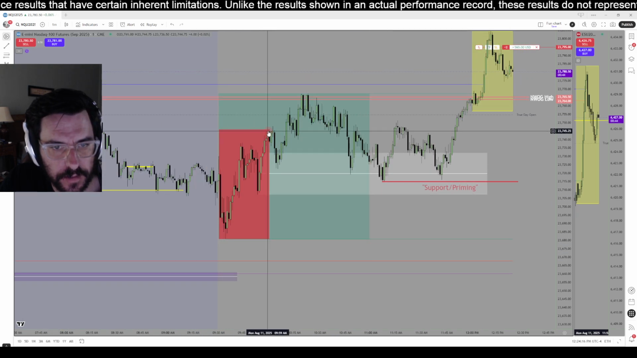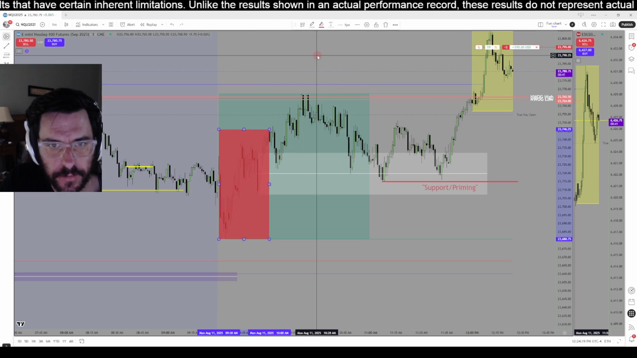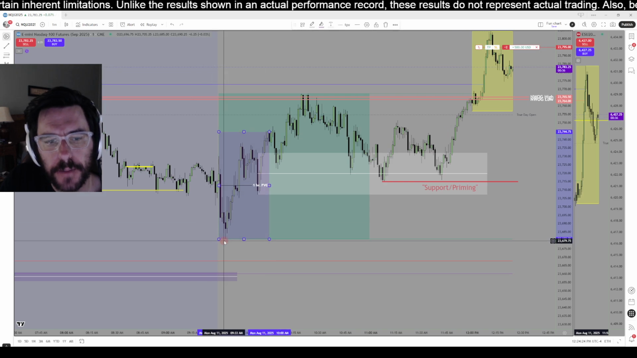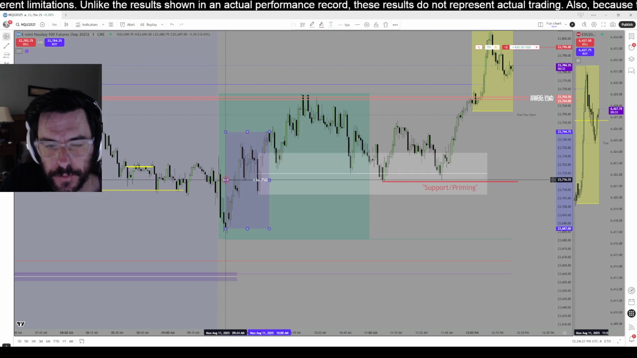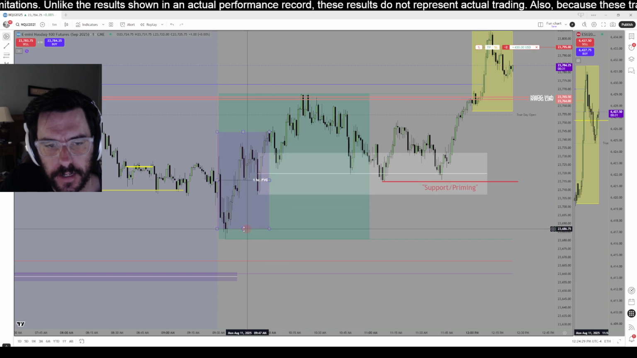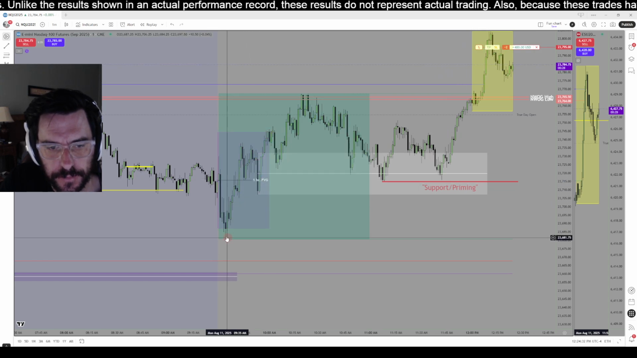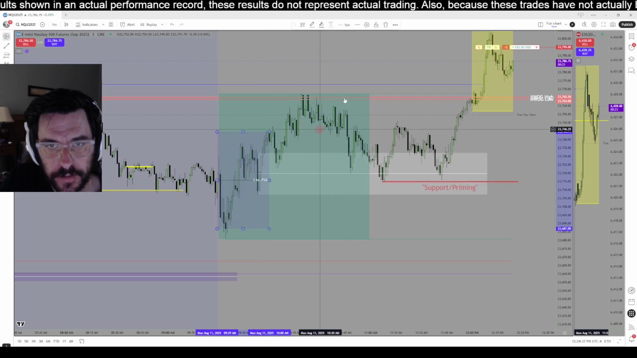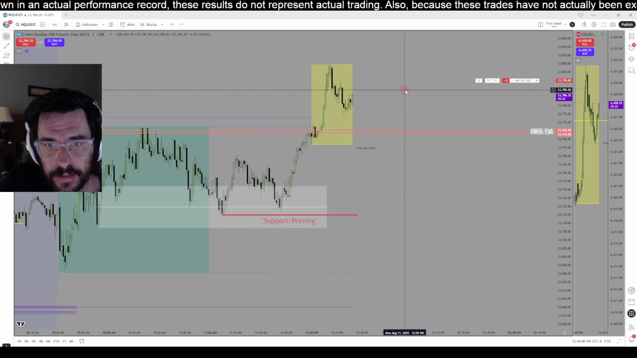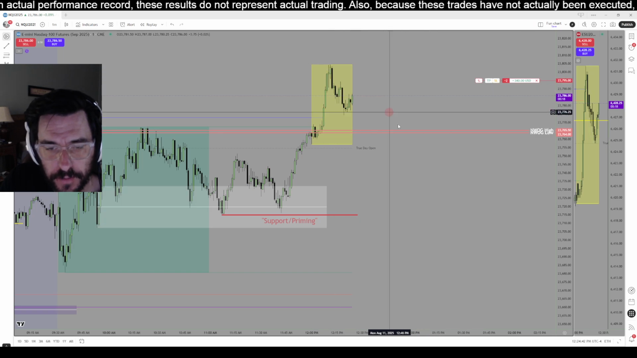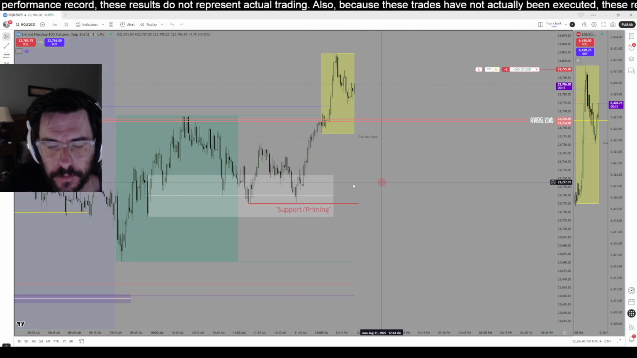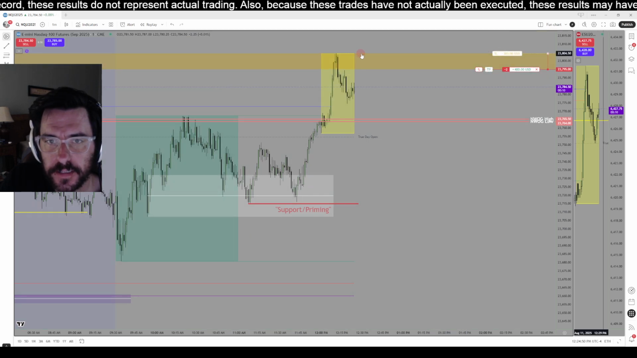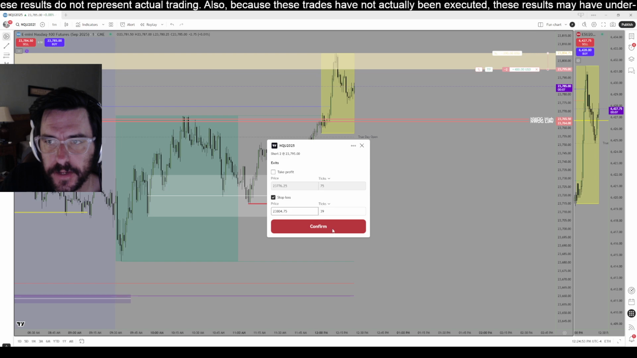If I get rid of this, I'll just draw one again from that low. What I like to do is the bodies. If it's not real wicky, if it's really wicky, I'll throw the wicks into it. But this is the lowest low and the highest high from 9:30, market open, to 10 o'clock. You want to draw your standard deviations from there. And that's when I went short, when we hit that one standard deviation. I am going to put my stop loss at the one standard deviation.